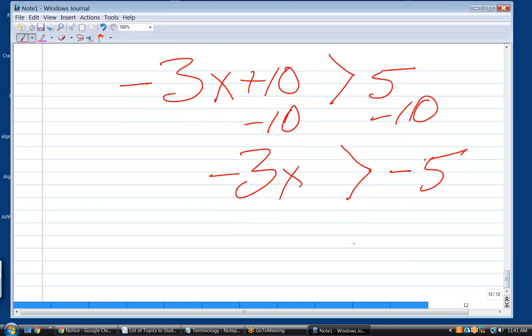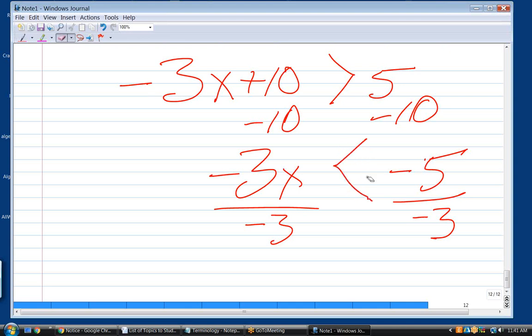The next step would be you would divide negative 3x on both sides. I want you to verbalize it properly. Not dividing negative 3x on both sides. You're dividing both sides by what? Negative 3, which is a lot different than what you said. And what else do we have to do because we divided by a negative number? You have to reverse the direction of the sign.